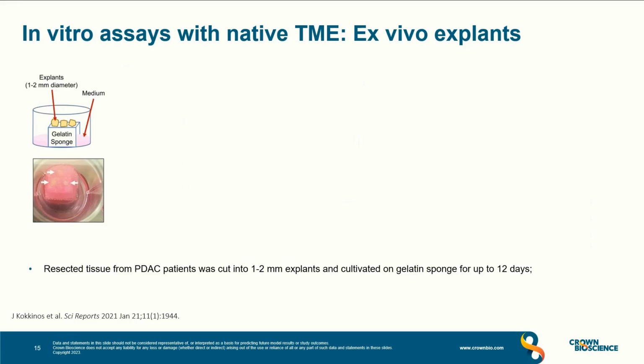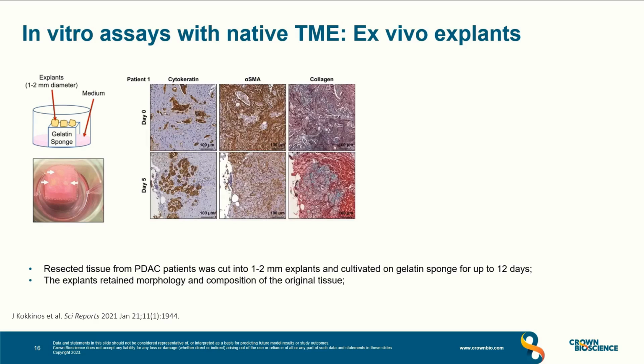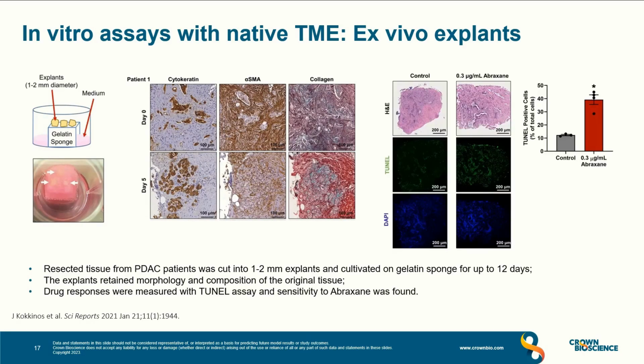Another interesting approach is ex vivo explants. It's presented here from a paper of Kokkinos et al. The authors used pancreatic cancer explants of 1 to 2 mm in diameter that were cultured on a gelatin sponge. The culture was much longer than in the previous example, up to 12 days. The authors showed that the explants maintained the morphology of the original tissue on day 5. Some of the explants were exposed to an anti-cancer drug, Abraxane, and have shown sensitivity to the drug by a TUNEL assay.